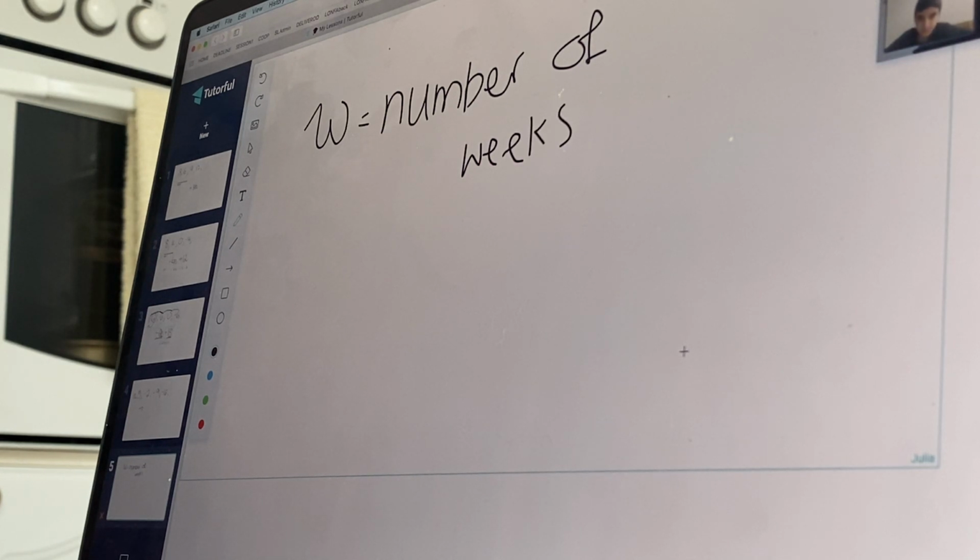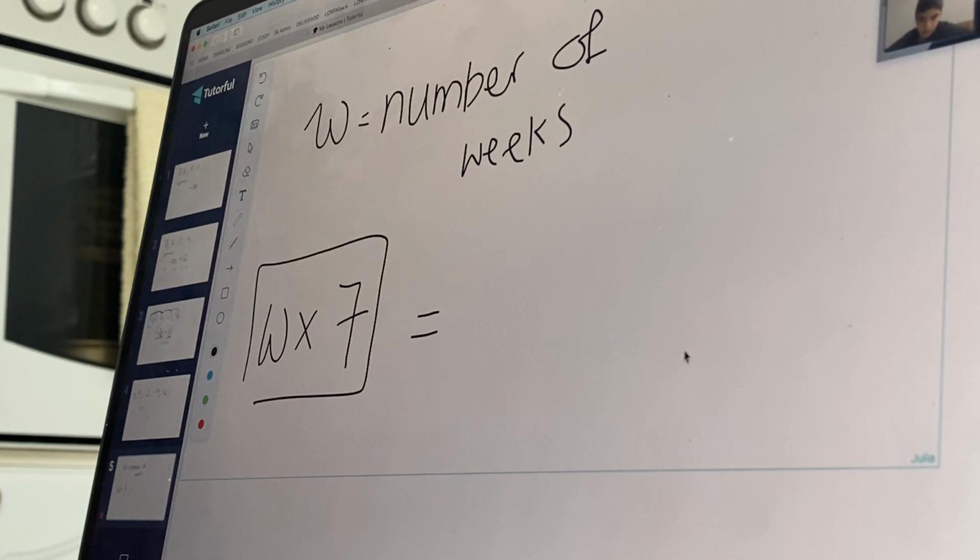Okay, W is the number of weeks. And if we want to find the number of days in W weeks, we take W and we multiply it by 7. Okay, so thinking about why that is, we take 1 week, we multiply it by 7. 2 weeks, we multiply it by 7 to find the number of days. 3 weeks, to find the number of days, again, we multiply it by 7. If we have this formula W times 7, then we can take any number of weeks and multiply it by 7 to give us the number of days.